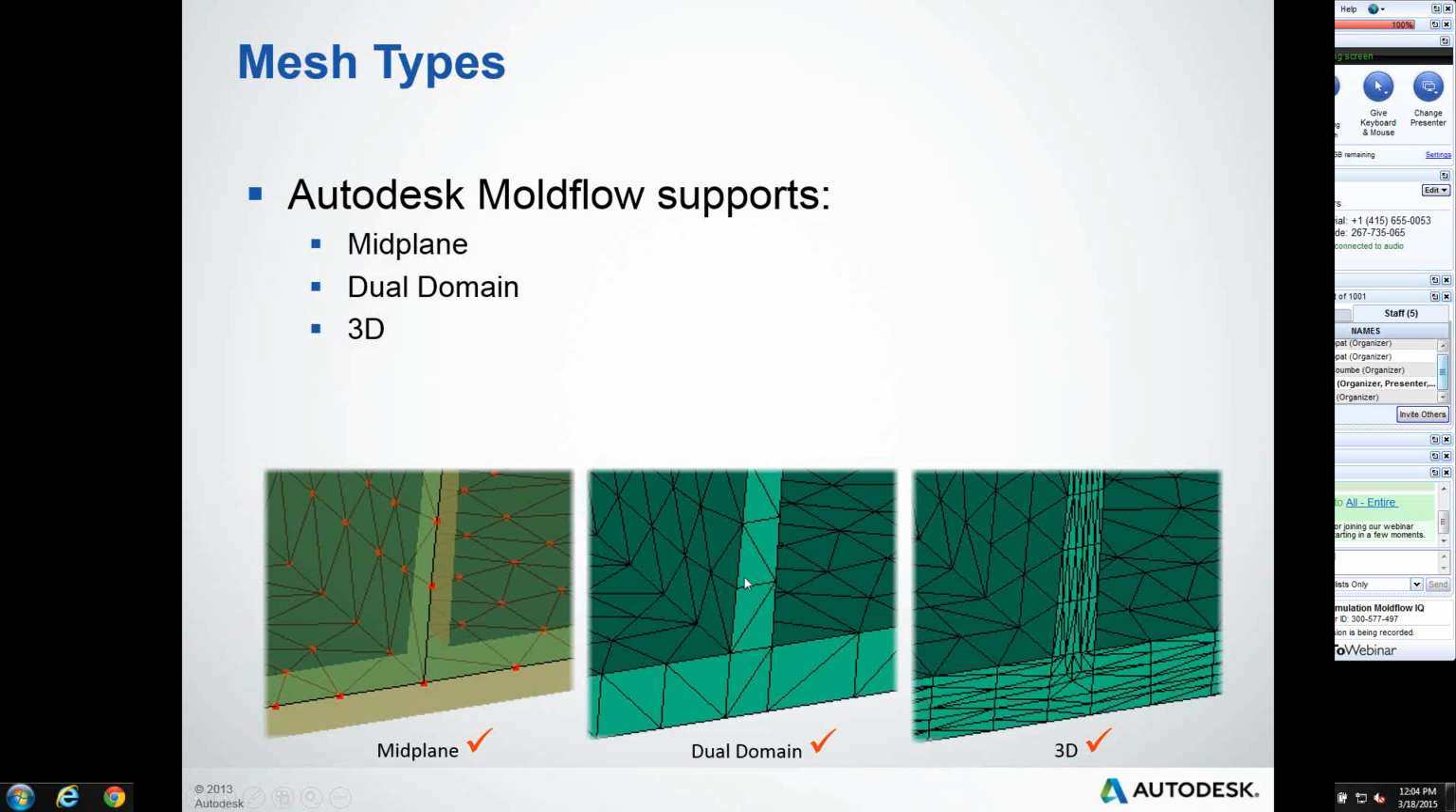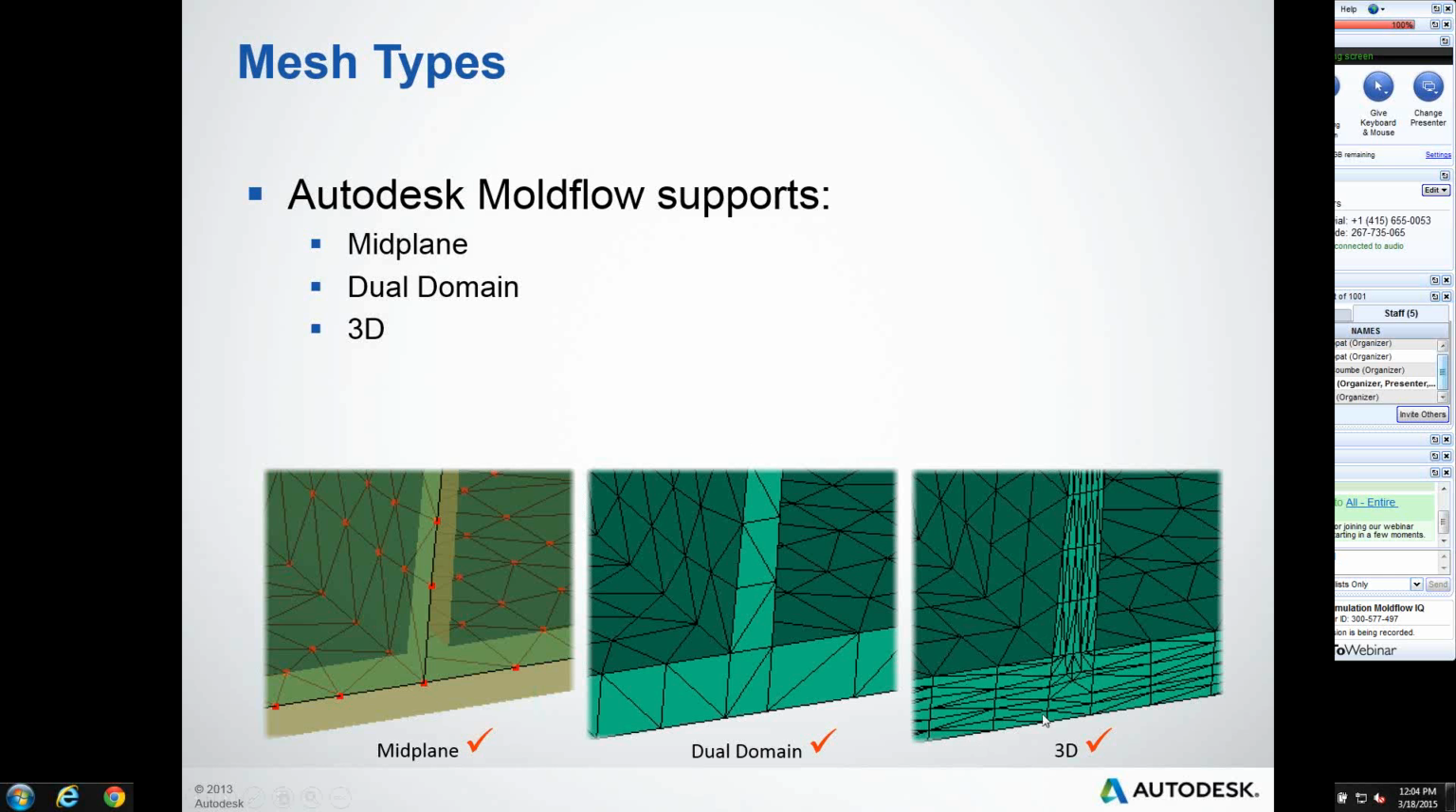In the dual domain model, it's still a two-dimensional triangular shell element, but it represents the part three-dimensionally. We're going to talk about some of the differences between the technologies as we go. And the three-dimensional model on the far right is literally what it says. It's a volume mesh, where you mesh through the thickness, and you can see the stacking of elements through the thickness of the model. That gives us a through thickness representation.